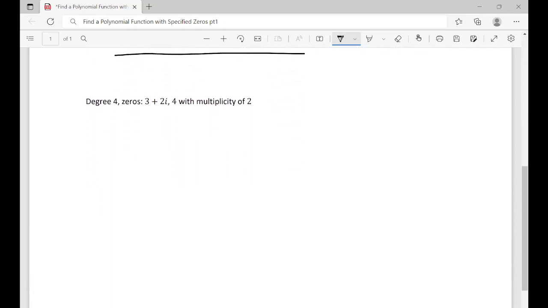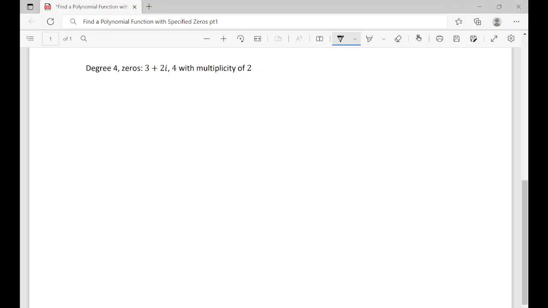So that wasn't too bad, but what about stuff with complex zeros? So a degree 4 with zeros 3 plus 2i, and 4 with a multiplicity of 2. All complex zeros have a pair. So x equals 3 plus 2i is going to have the conjugate pair, x equals 3 minus 2i. And then 4 with a multiplicity of 2 just means that 4 exists twice. So we're going to have x equals 4 twice.